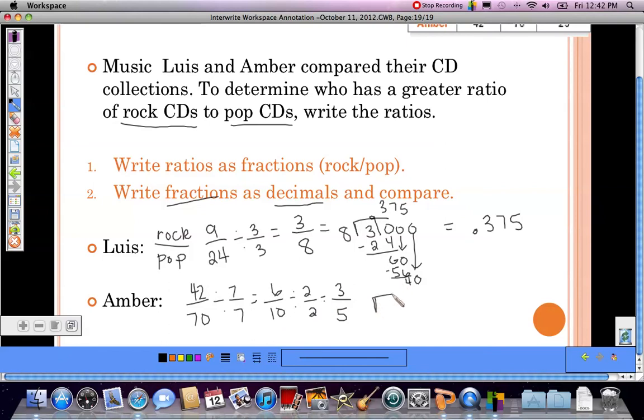And again, we'll divide that out. 3 divided by 5. And Amber's ratio is equivalent to 0.6. So using our knowledge of comparing decimals and place value, you can see that 0.6 is greater than 0.375. So Amber has the greater ratio of rock to pop CDs.